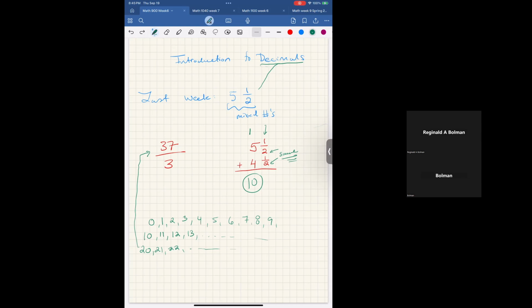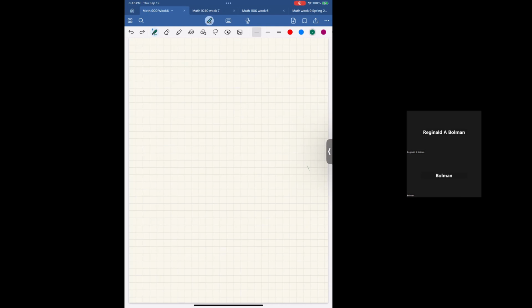Okay, so interesting. But how does that relate to what we learned about mixed numbers? Well, it turns out that a decimal is, in fact, just a type of mixed number, as it turns out.